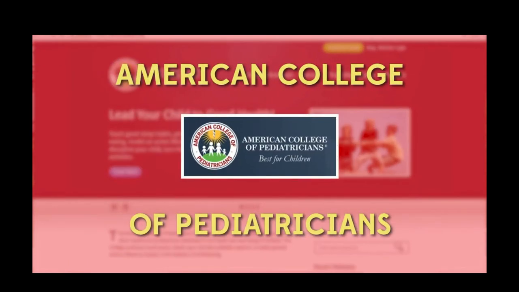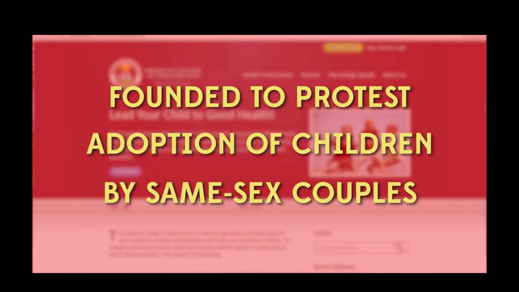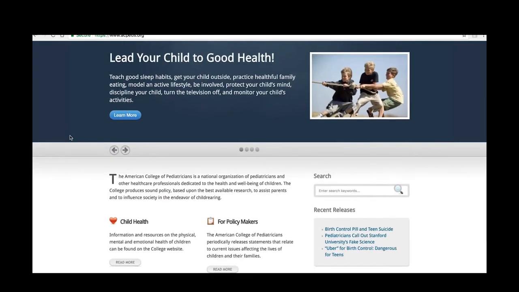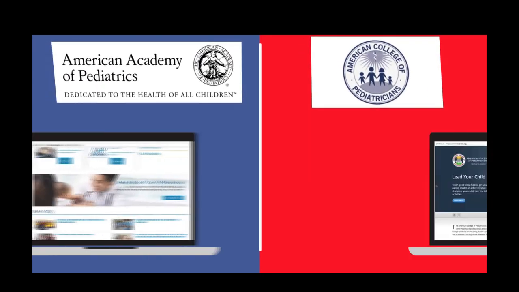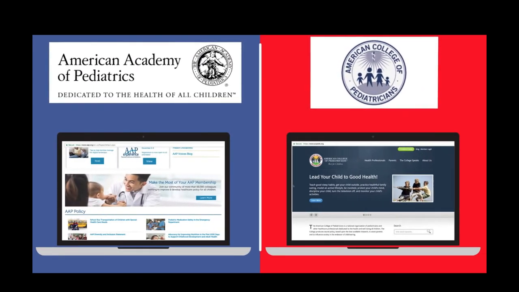Now, the American College of Pediatricians was founded to protest the adoption of children by same-sex couples. Okay. It's not a professional organization. It's considered by many to be a single-issue hate group. So these two sites are from completely different universes, and it should be pretty easy to tell them apart, right?